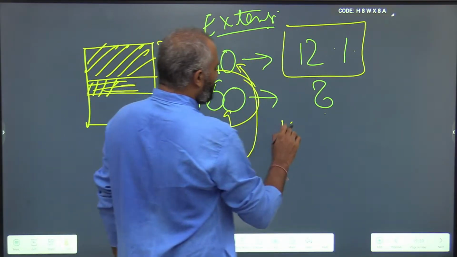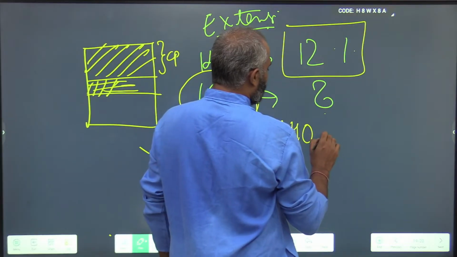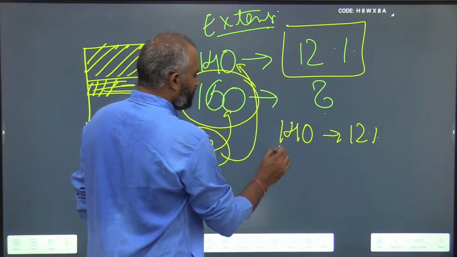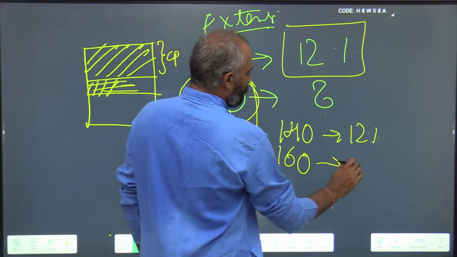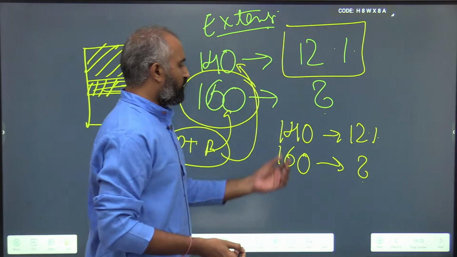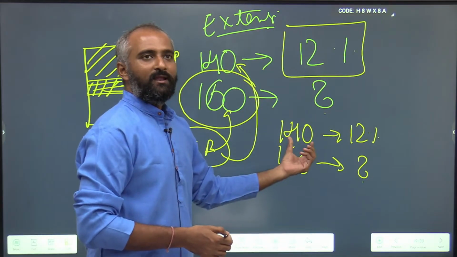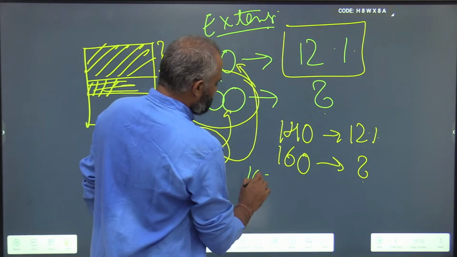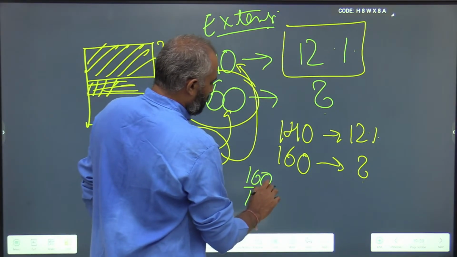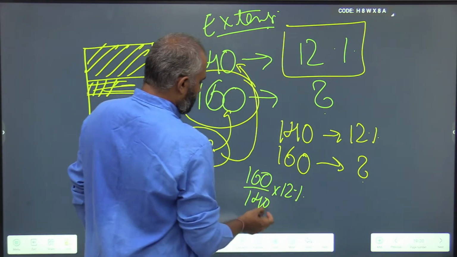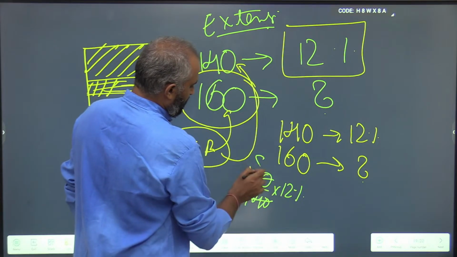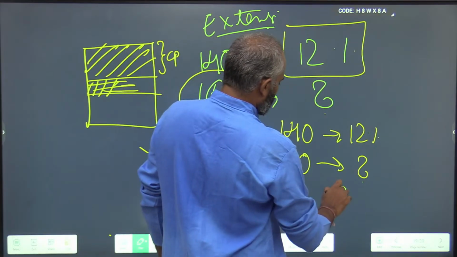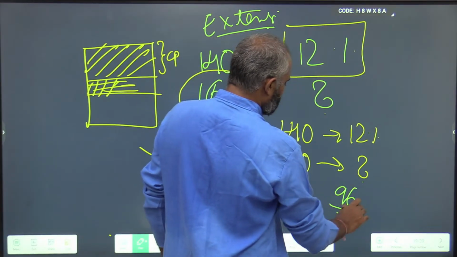For 140 rupees, the profit is 12%. For 160 rupees, how much will be the profit? Because it is directly proportional, if you use the concept of proportion here, it becomes 160 by 140 into 12%. So this goes for 8 and this goes for 7. 12 8s are 96 by 7.